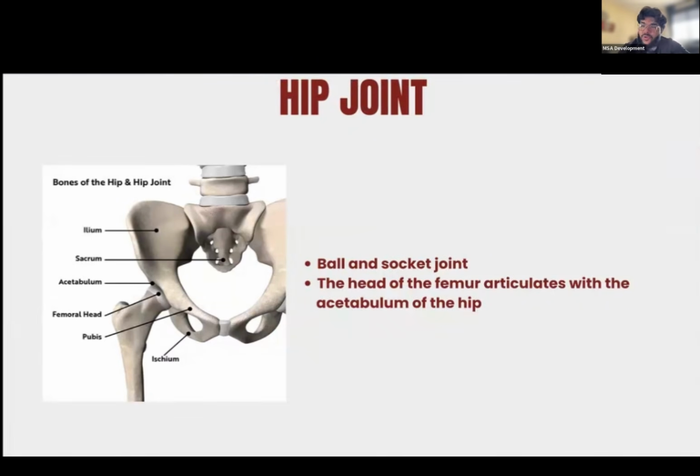The hip joint is a ball and socket joint. The ball is basically part of your femur, and it connects to the acetabulum, which is a cup-like structure of your hip bone. This acetabulum is deepened by the acetabular labrum, which is basically a fibrocartilage ring that deepens the acetabulum to allow for more stability of the hip joint.